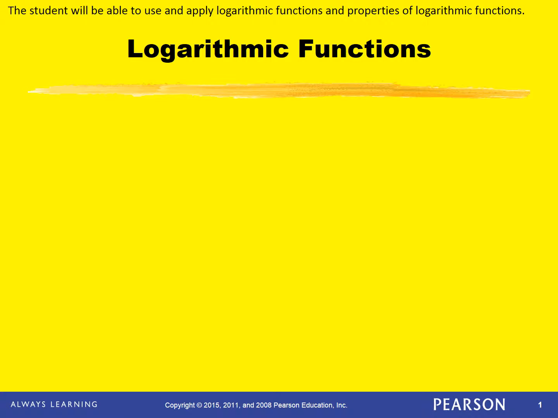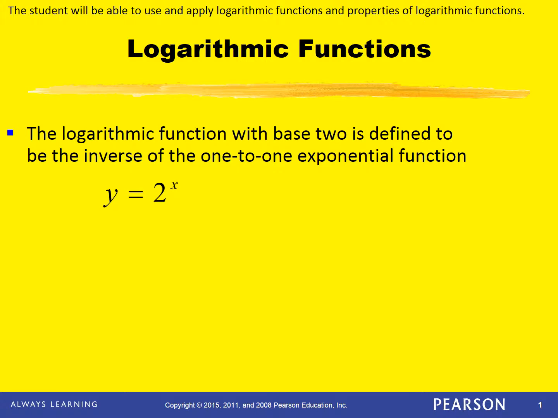Okay, so we're at section 6, logarithmic functions, and we're at the second objective. The student will be able to use and apply logarithmic functions and properties of logarithmic functions. The first objective was that we learned about one-to-one and inverse functions, and a function can have an inverse if it is one-to-one. And the inverse is what you get when you switch x and y. You switch the independent and dependent variable.